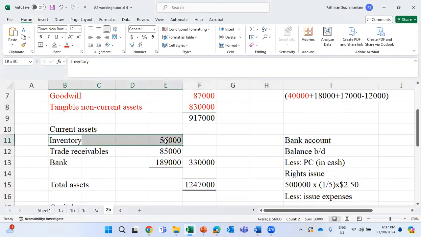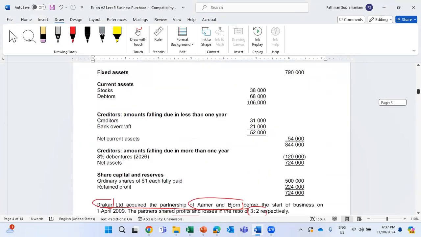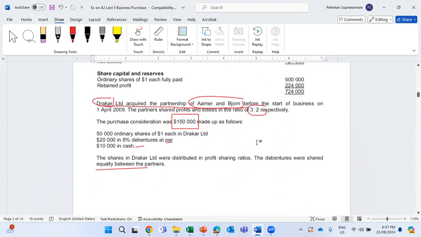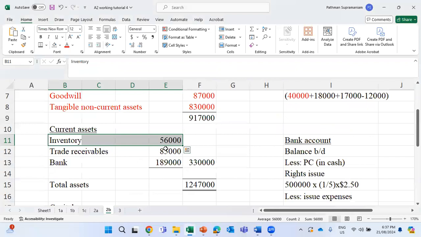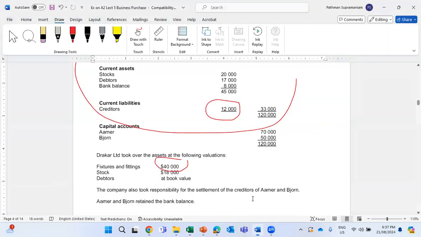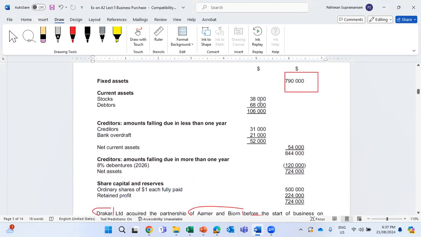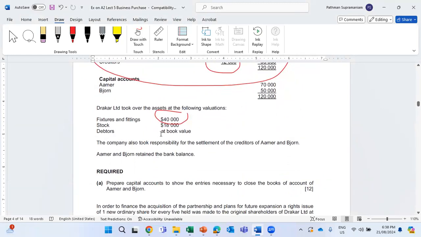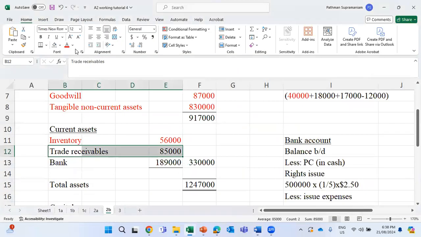Okay. And then inventory. Go and check the buyer's original SOFP. The original SOFP shows inventory to be 38,000 here. So 38,000, we need to add 18,000. So then we get 56,000. Okay, doing the same for trade receivable. The buyer's trade receivable is 68,000 here, plus the seller's trade receivable at book value. So plus 17,000. So we will get 85,000.